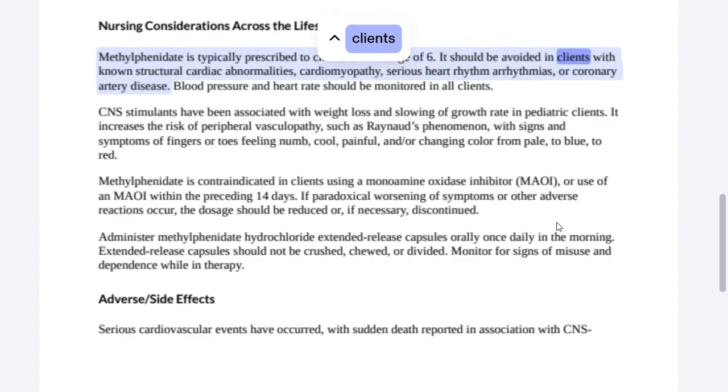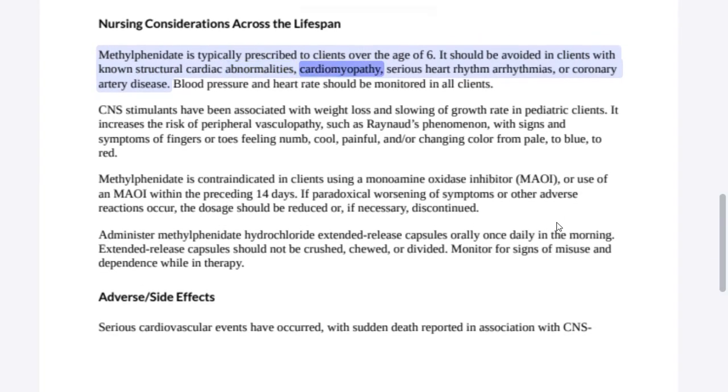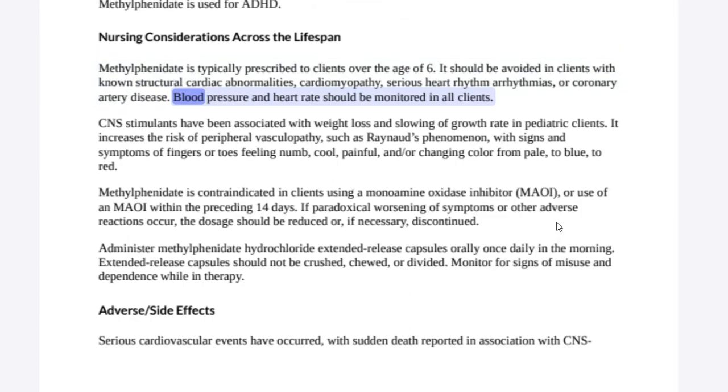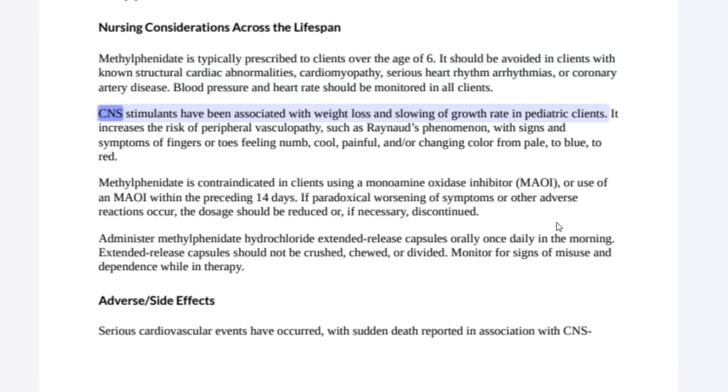It should be avoided in clients with known structural cardiac abnormalities, cardiomyopathy, serious heart rhythm arrhythmias, or coronary artery disease. Blood pressure and heart rate should be monitored in all clients. CNS stimulants have been associated with weight loss and slowing of growth rate in pediatric clients. It increases the risk of peripheral vasculopathy, such as Raynaud's phenomenon, with signs and symptoms of fingers or toes feeling numb, cool, painful, and/or changing color from pale to blue to red.